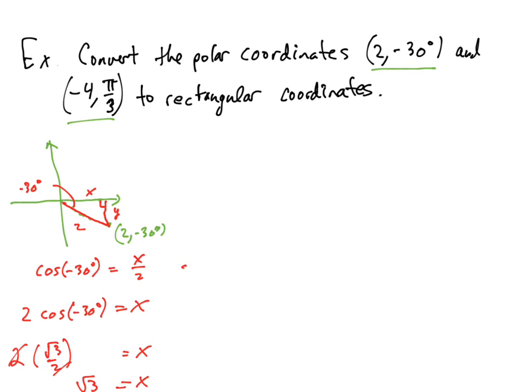Then for the y value, we're going to say sine of negative 30 is equal to y over 2. So 2 sine negative 30.